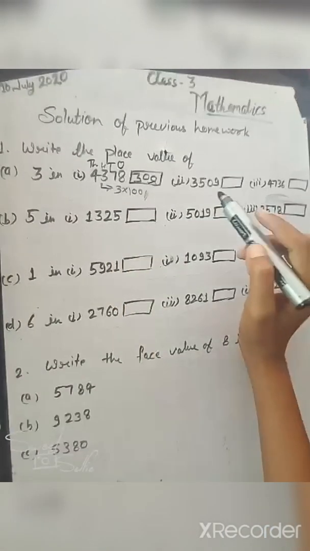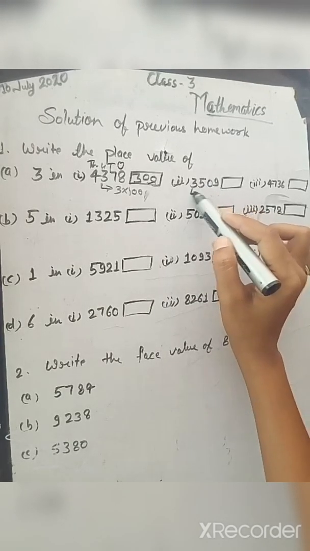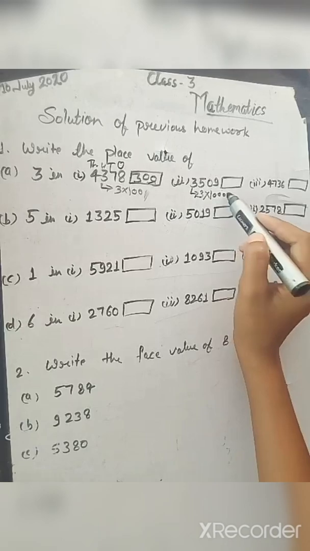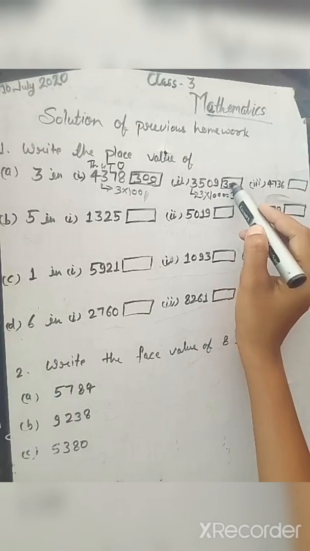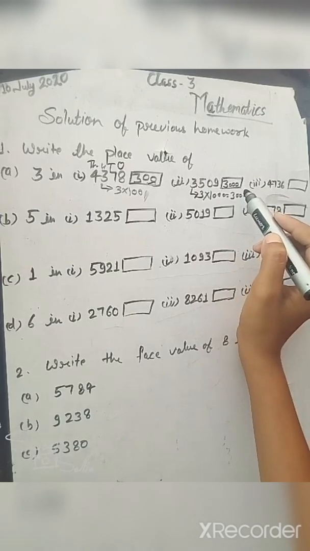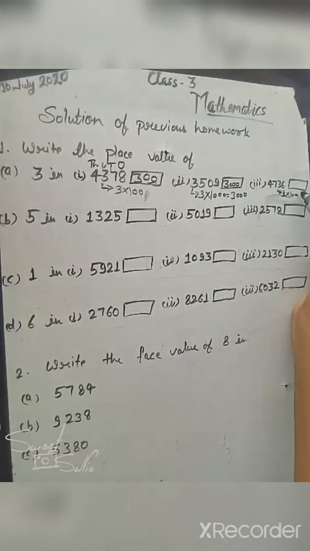Look at the second, 3509. In this number we can see 3 at the 1000 place. So we will multiply it with 1000. Then we get 3000. So we will write here 3000. In this number the place value of 3 is 3000. Okay. Number third, we can see here 3 at the tens place. So we will multiply it with 10. So 3 multiplied by 10 is equal to 30. So we will write here 30. In number third, the place value of 3 is 30. Okay.